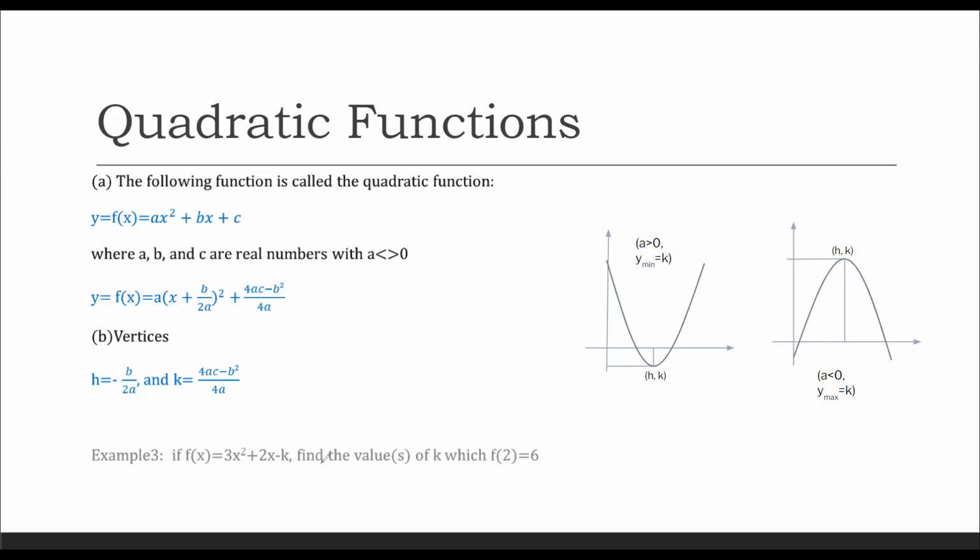So if f(x) = 3x² + 2x − k, what are the values of k for which f(2) is equal to 6? You can substitute in x for 2, set it equal to 6. You can expand it, and then you will get that k is equal to 10.